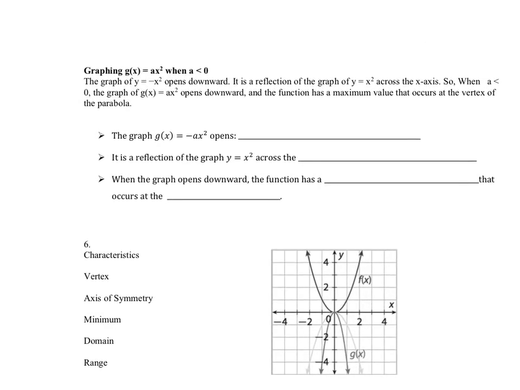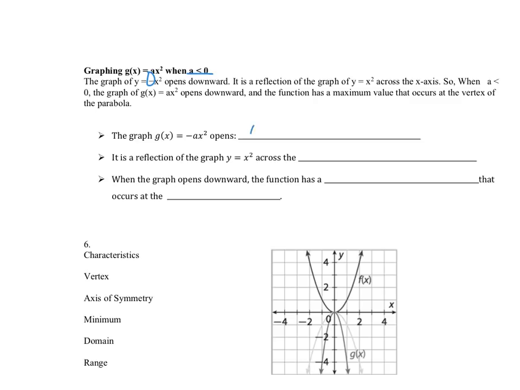All right, so now looking at g of x equals a times x squared still, but now when a is less than 0, so that gives us a negative in front. That tells us it opens downward. It is a reflection of the graph across the y-axis, or sorry, the x-axis. And so when a is less than 0, the graph of g of x equals a times x squared opens downward. The function has a maximum that occurs at the vertex of the parabola.